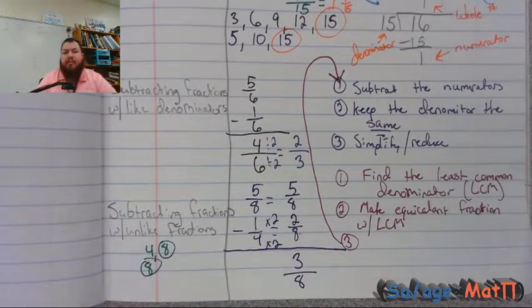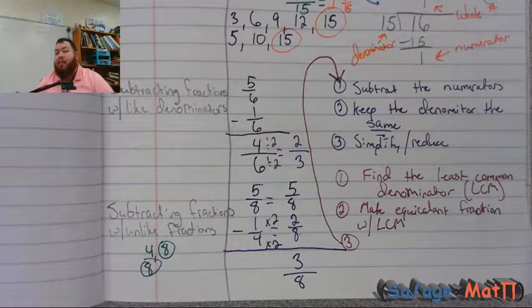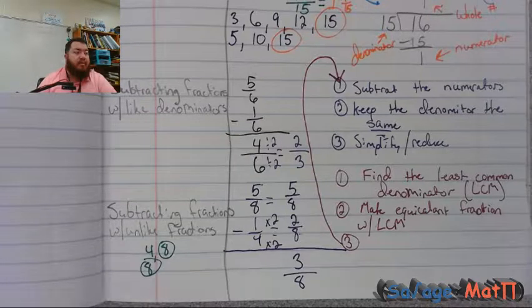And then I see if I can simplify. Well, 3 is a prime number. So unless 8 is a multiple of 3, I can't simplify. And unfortunately, 3 does not go evenly into 8. So I'm done with this process, okay? So guys, remember, adding and subtracting fractions, almost the same thing. They're best friends, okay? So we use the same processes for both adding and subtracting.